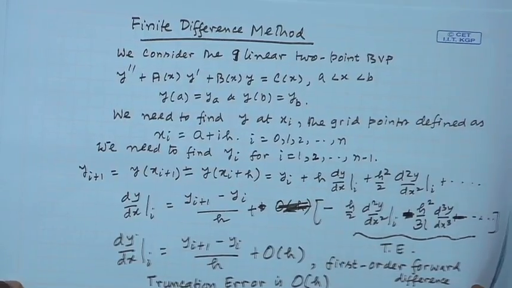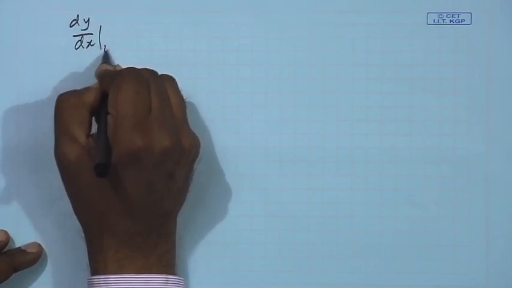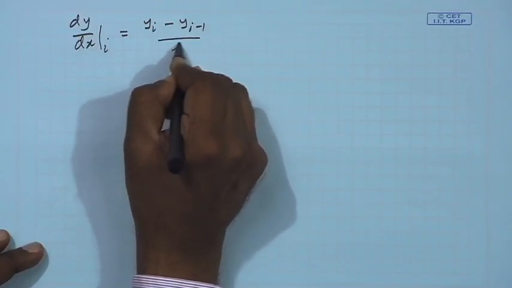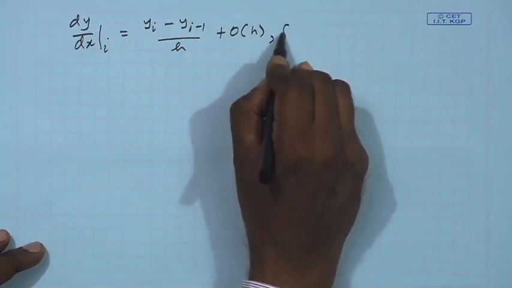In the same way, one can write dy/dx at i equal to (y_i minus y_{i-1}) by h plus order h. So, this is called the first order backward difference.